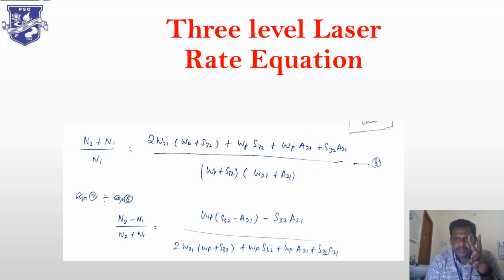Okay. Now we have two important equations, equation number 7 and equation number 8, which are the difference of n2 and n1 and the sum of n2 and n1. We divide equation 8 by equation 7. This helps us to achieve n2 minus n1 by n2 plus n1. By making simple calculations, we are achieving the right hand side results to equate with n2 minus n1 by n1 plus n2.